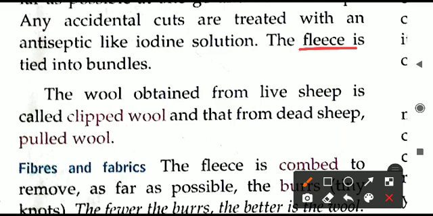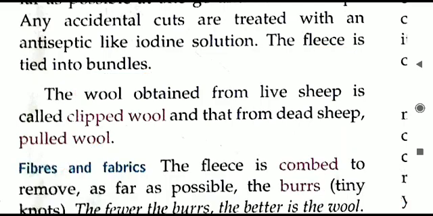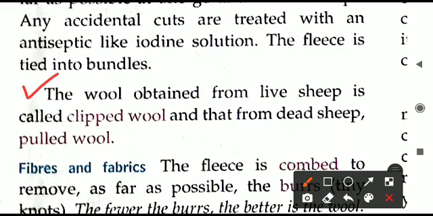Then the fleece. After we have taken the fleece, meaning the hairs of the sheep, that is the wool only, the fleece is then tied into bundles. What we will do after that, we will read in the next paragraph. For now we have 2 definitions. Here please put a tick or a mark in your book.